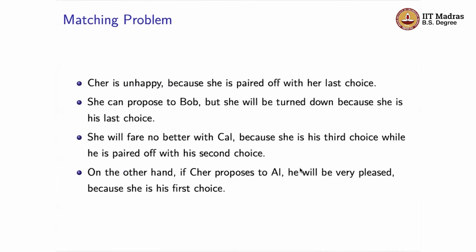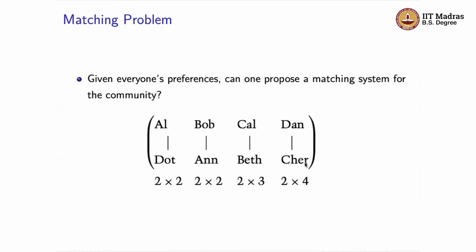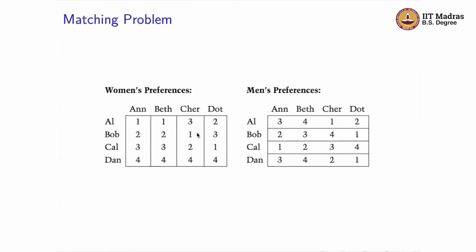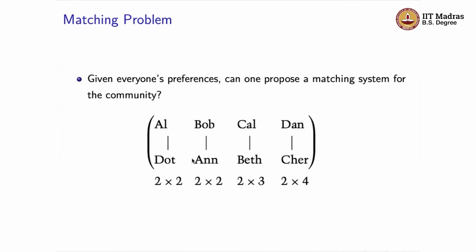So let's think about it systematically. Now, clearly from here, we know that Cher is unhappy, right? Why is Cher unhappy? Because she is getting her fourth most preferred man as her husband. So if you go back here, you can see that as per Cher's ranking, Dan is the fourth preferred husband. So she would want to approach any of the other men and say, would you prefer to be with me as opposed to who the matchmaker has paired you up with, would you prefer to do that?